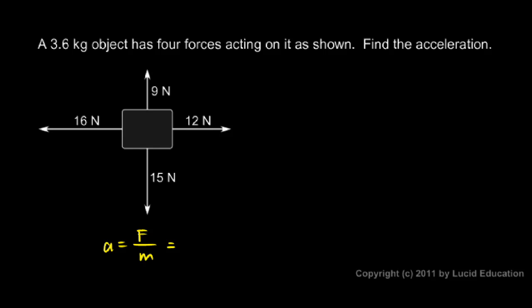The problem is I need to know what to put in for force. It needs to be the net force that is the result of all 4 of those forces combined. That's what I'll put in for F. So the first thing I need to do is find the net force. And to do that, I need to consider the horizontal and vertical motion independently, or the horizontal and vertical forces independently. So let's just look at the horizontal forces first.